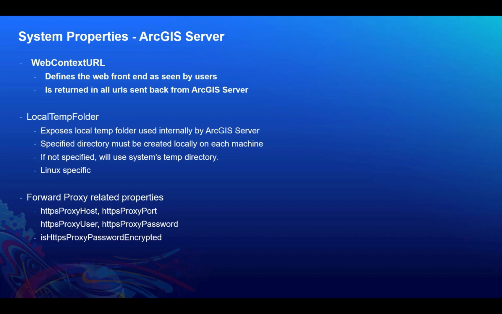There are also several forward proxy related properties. A forward proxy server is a computer on your local area network that allows you to connect outside of the network without compromising the security of your internal network. For example, the printing tool service or a custom geoprocessing service in your ArcGIS Server site may need to access an external web service. If your organization uses a forward proxy server to connect externally, you need to configure ArcGIS Server to use your forward proxy server.